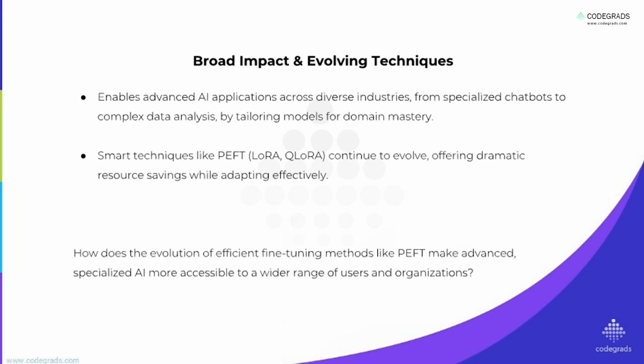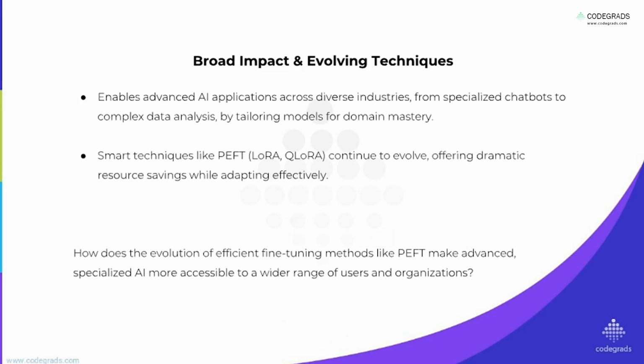The slide poses a key question. How does the evolution of efficient methods like PEFT make advanced AI more accessible? By lowering the barriers to entry. You don't necessarily need a supercomputer or massive datasets anymore to create a highly specialized AI. Smaller organizations, researchers, and even individuals can now experiment with and deploy sophisticated AI models, democratizing access to this transformative technology.